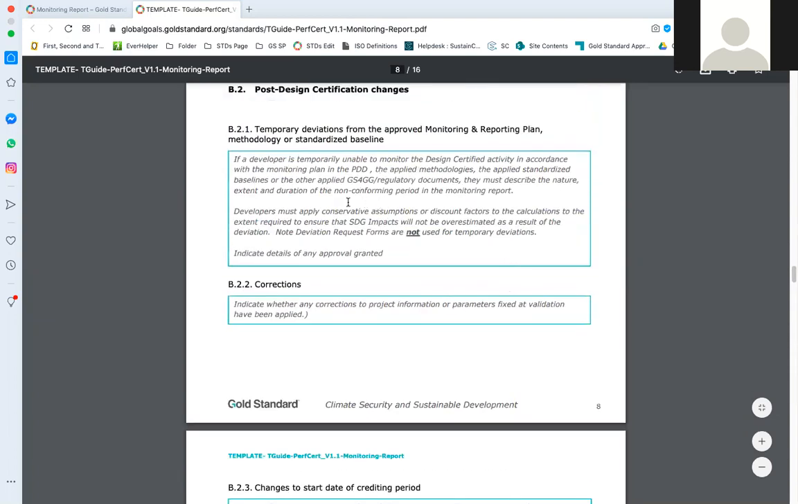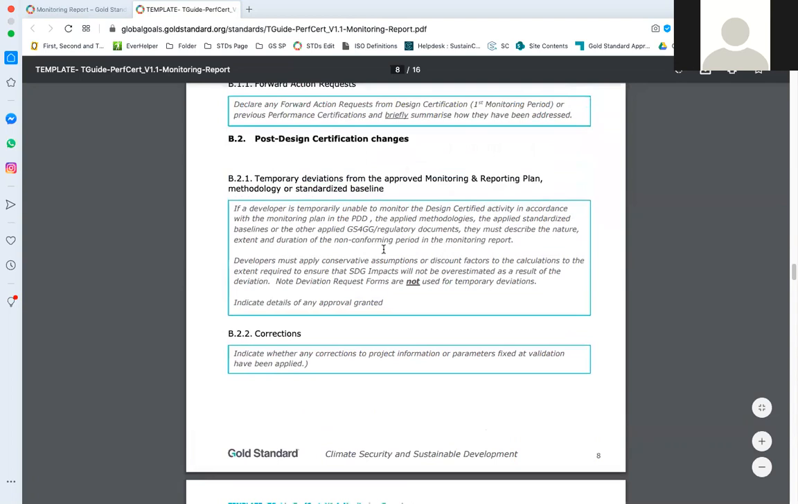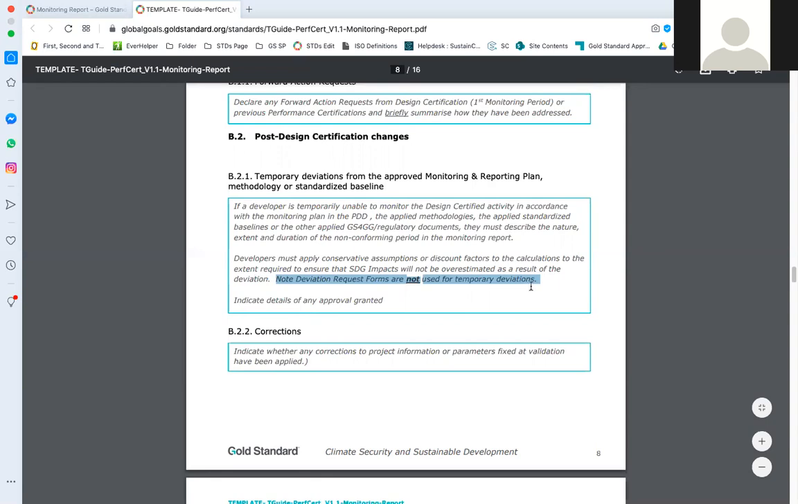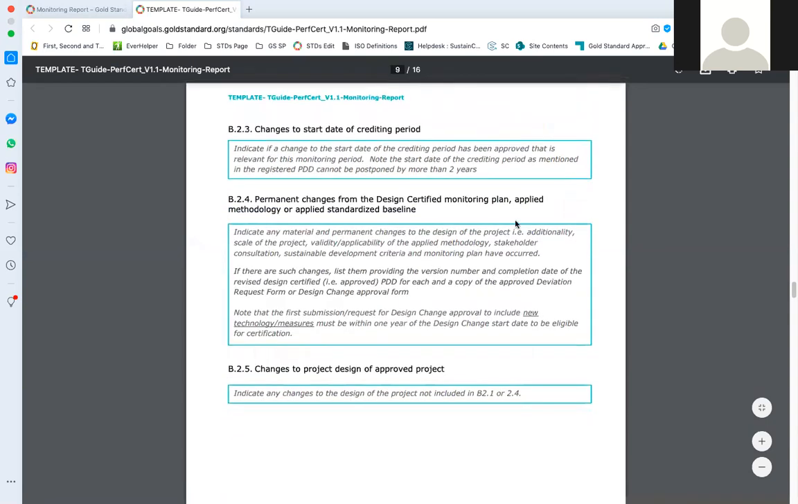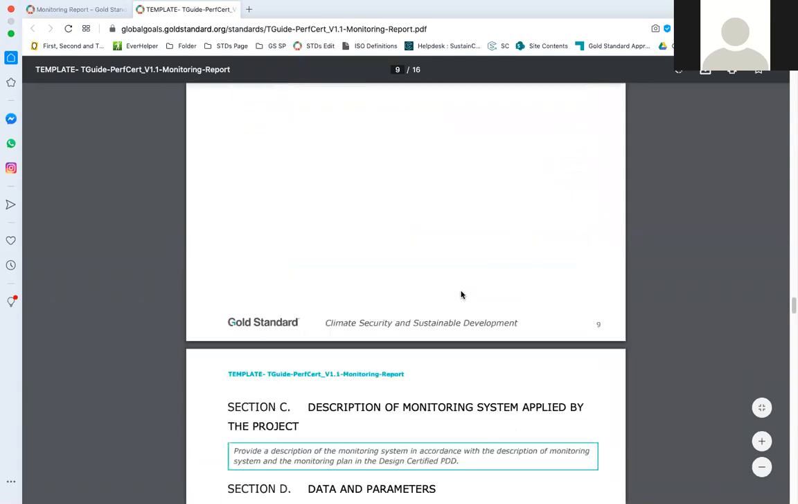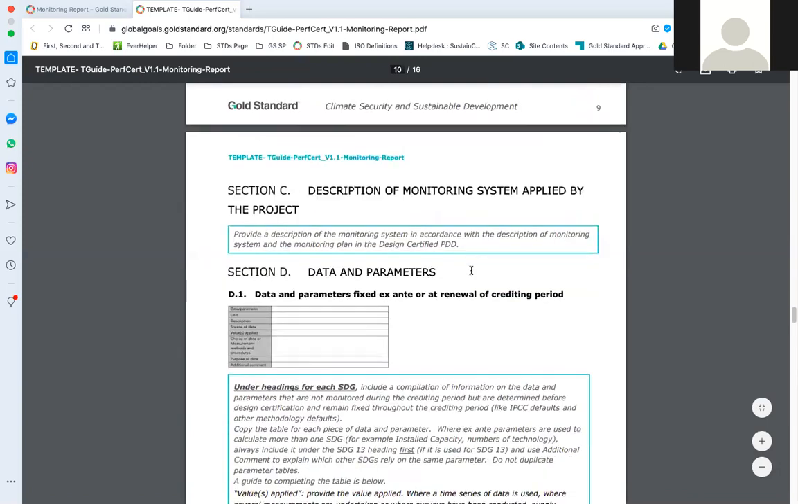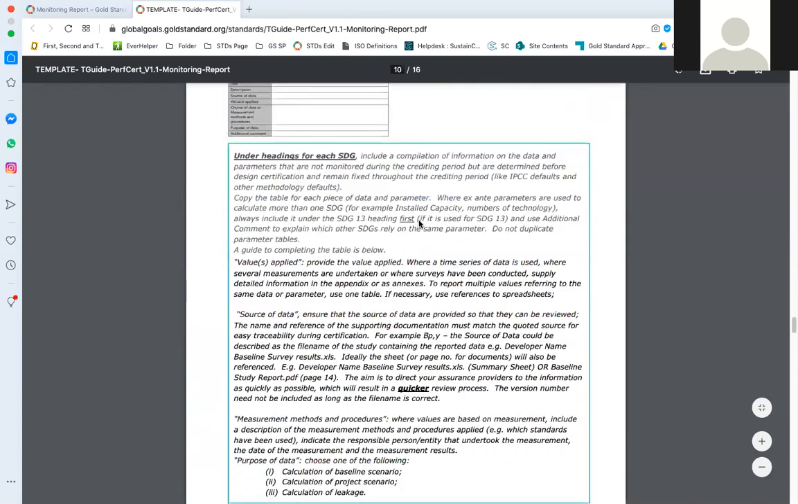There's a bit more detail on design changes and different definitions on them. For example, we don't expect deviation request forms for temporary deviations. They're for permanent changes, as this section clarifies here. Other than that, there's very few changes.